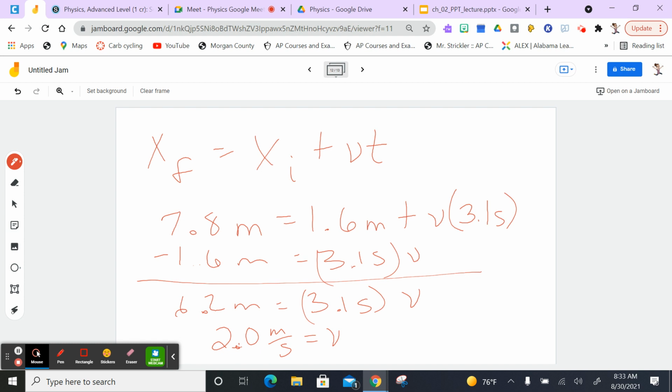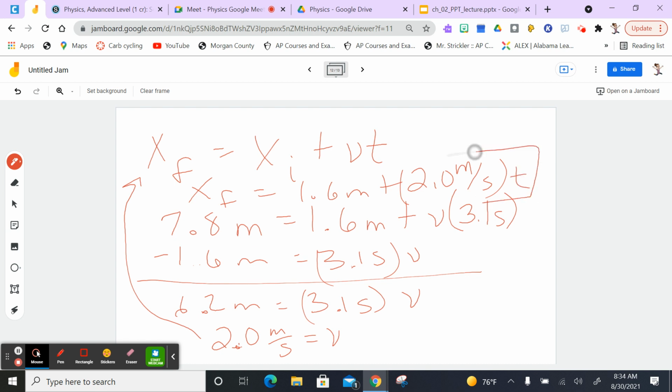So A asks what is the position time equation for the bowling ball. So the position time equation would be, I have to plug all of this in. Oops. So I'm going to go back up here and say, all right, X final equals 1.6 meters plus 2.0 meters per second times whatever the time is. That is my position versus time equation for that particular problem.